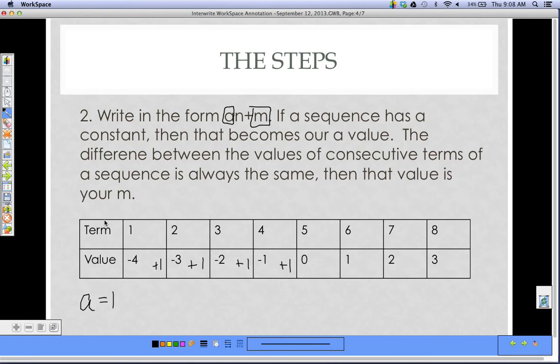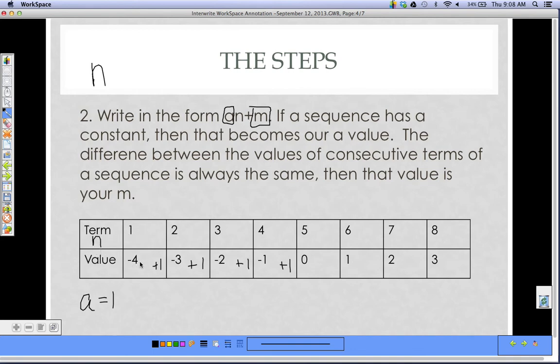Well, we have to look at this. We notice that yes, we have a difference of 1. So right now our equation, I'm going to write it up here, is that we have n. We don't need to put the 1 in front of it. But we have to now figure out, how do we make this n, remember each of these terms is our n, become our value?